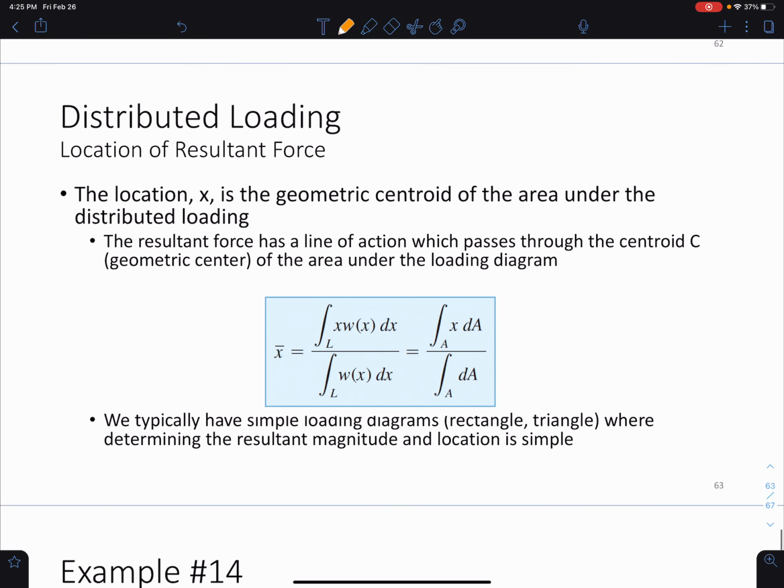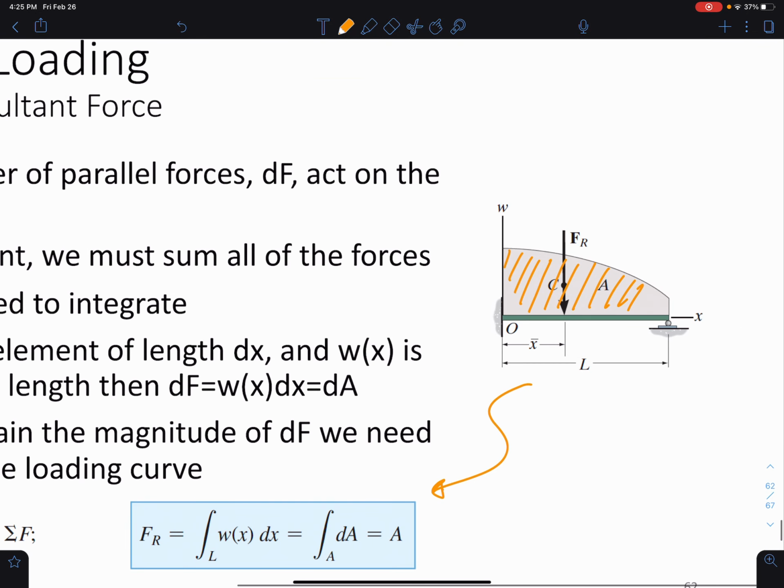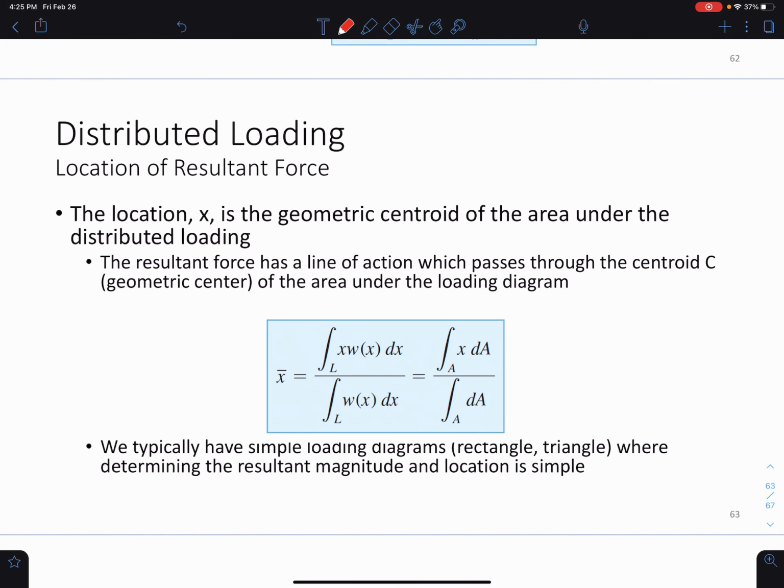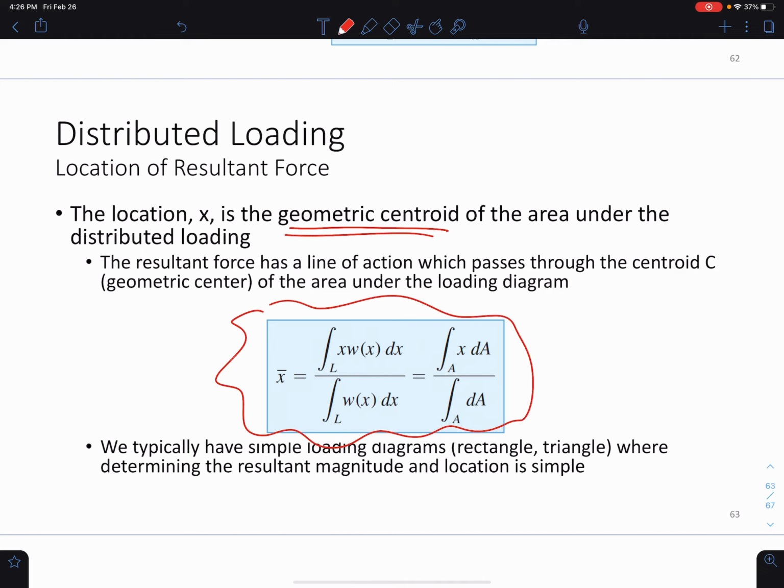Now the next question is, if we know the resultant, how do we figure out where the resultant acts? This x bar, we call it. To find that, all we need to do is figure out the geometric centroid of the area under the distributed load. We can do that because we know the line of action of the force passes through the centroid. So this is our formulation for determining the geometric centroid.